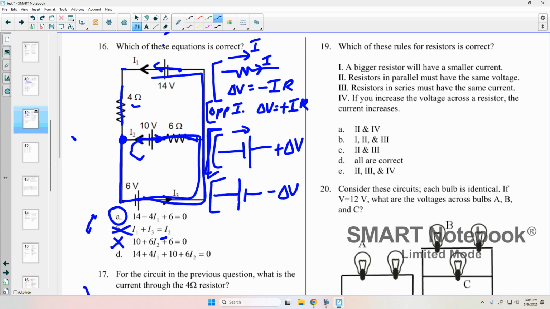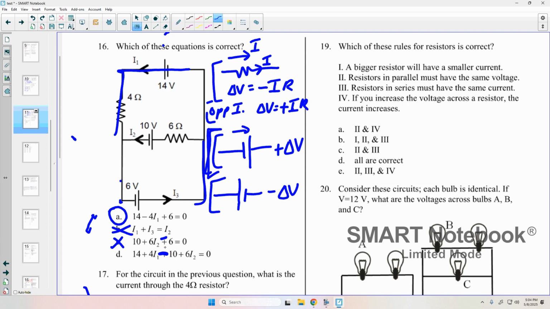And then 14 plus 4i1. It shouldn't be plus 4i1, it should be minus 4i1. And then plus 10 is correct, plus 6i2 is correct, but it should be minus right there. So A is the right answer.